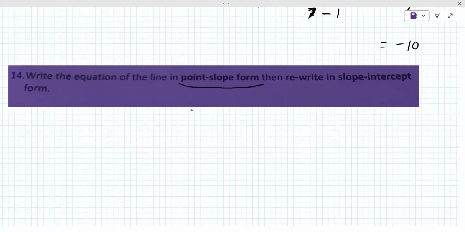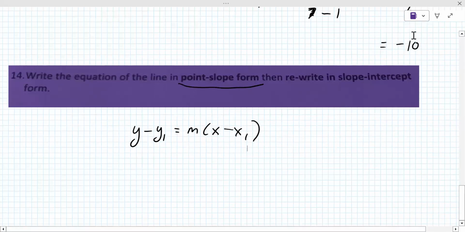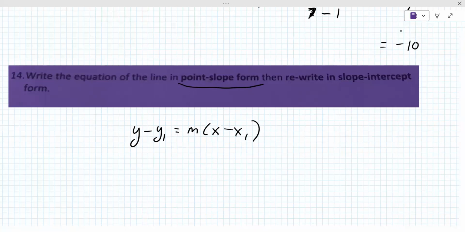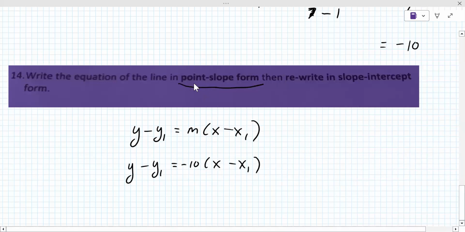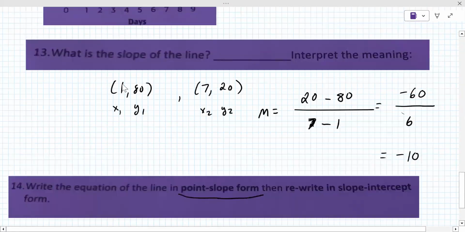All right, so point slope form is y minus y1 equals slope times x minus x1. This value of negative 10 is the slope, so we're going to put that into the equation. The point comes from any of those ordered pairs that we had from earlier. So you can either use 180 or 720. Which one do you like better?